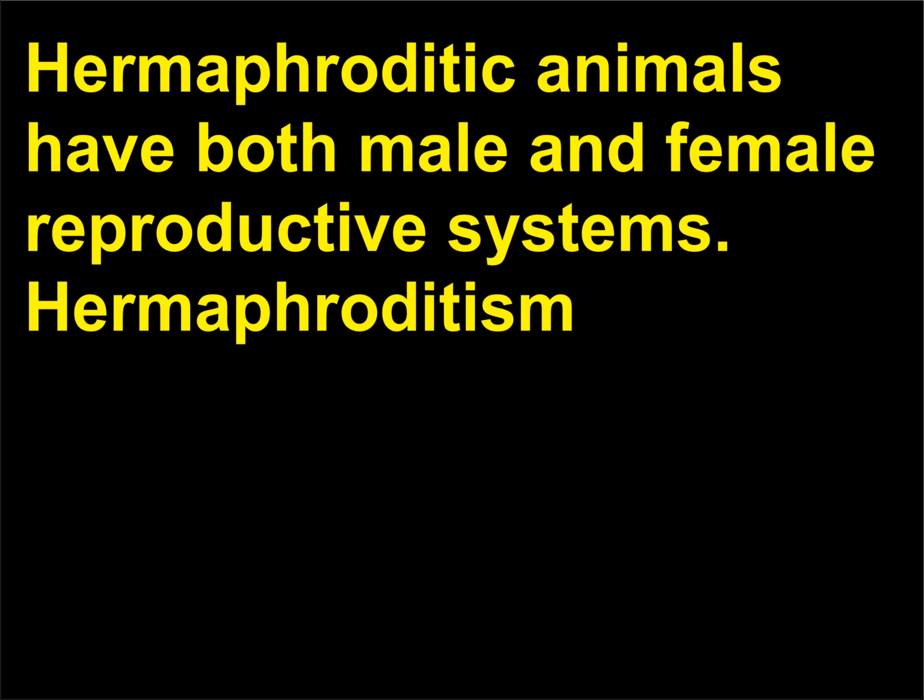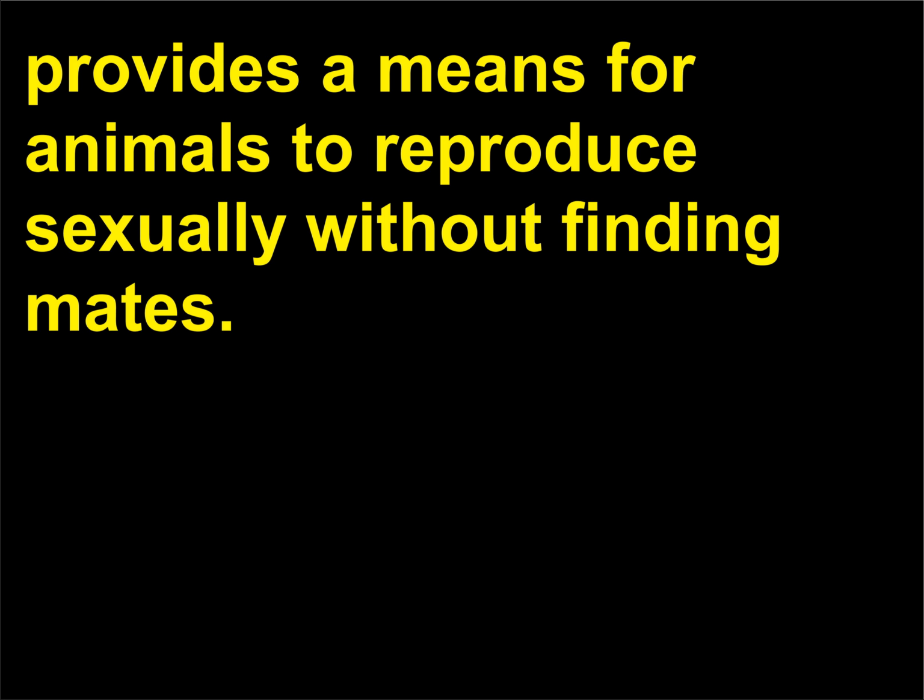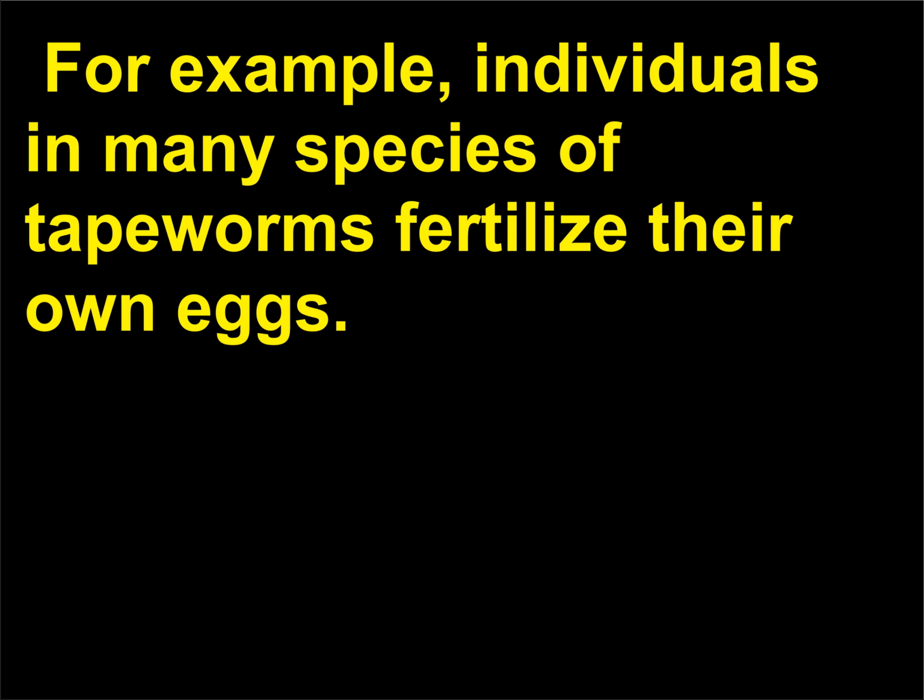Hermaphroditic animals have both male and female reproductive systems. Hermaphroditism provides a means for animals to reproduce sexually without finding mates. For example, individuals in many species of tapeworms fertilize their own eggs.